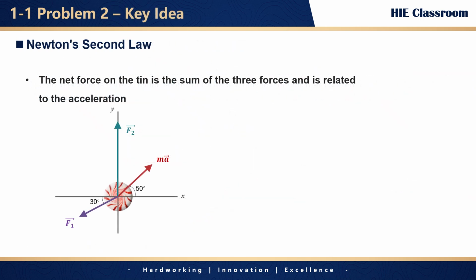The key idea in this problem is that the net force on the object is the sum of all 3 forces, including the unknown one. And this net force is related to the acceleration through Newton's second law. So we can write F1 plus F2 plus F3 equal to ma. Rearranging to solve for the unknown force, we will have F3 equal to ma minus F1 minus F2. This equation allows us to find the third force using the known forces and the acceleration.